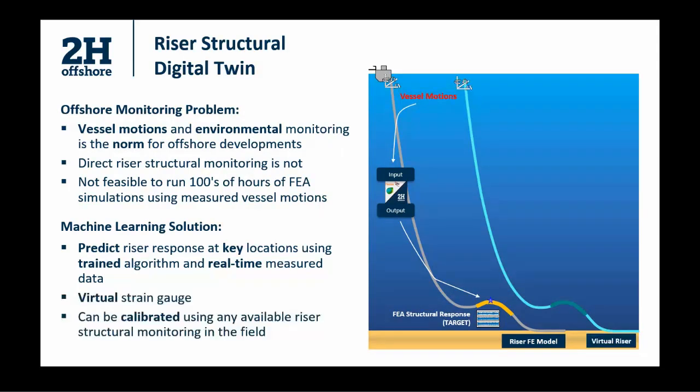The machine learning solution is to predict riser response at critical locations along the riser, essentially behaving as a form of virtual strain gauge. The best part of this solution is it can be calibrated using any available riser structural monitoring system already deployed in the field. That's what is demonstrated through this flow diagram that shows a predicted response through this virtual structural digital twin.